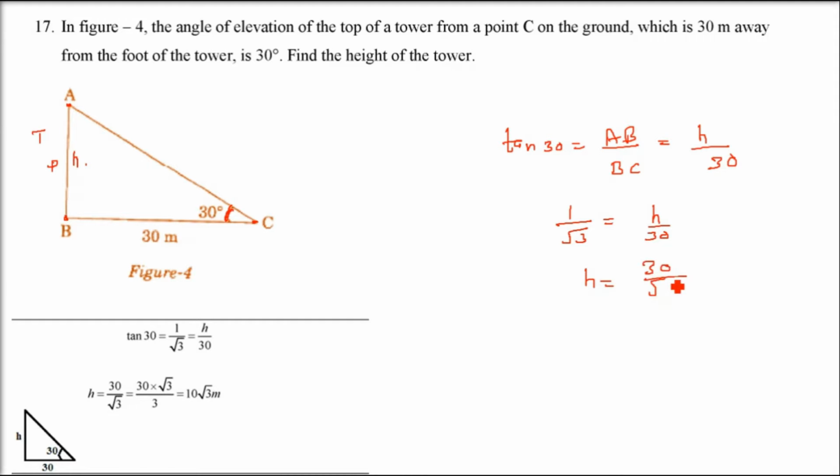Let's get rid of the root 3 in the denominator. Multiply numerator and denominator by root 3. So you get 30 root 3 by root 3 times root 3, which is 3. So 30 by 3 is 10. So it's 10 root 3. AB, the tower height, is 10 root 3.